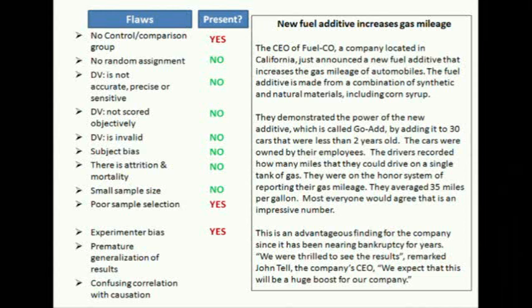Well, the CEO claims that their new additive increases gas mileage, so he is making a generalization. Even if this was a good study, this would be premature since it was only based on a single study. And if you consider that they only used newer cars, it would be improper to generalize to older cars. So this is another flaw. Lastly, I don't think that confusing correlation with causation is a problem because it was not a correlational design.